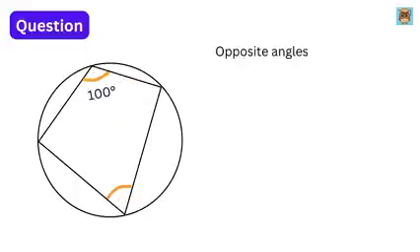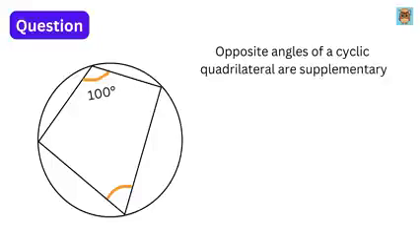Then we also know that the opposite angles of a cyclic quadrilateral are supplementary. That is, they add to 180 degrees. So if this is 100, then this will be 80 degrees, and that's it.